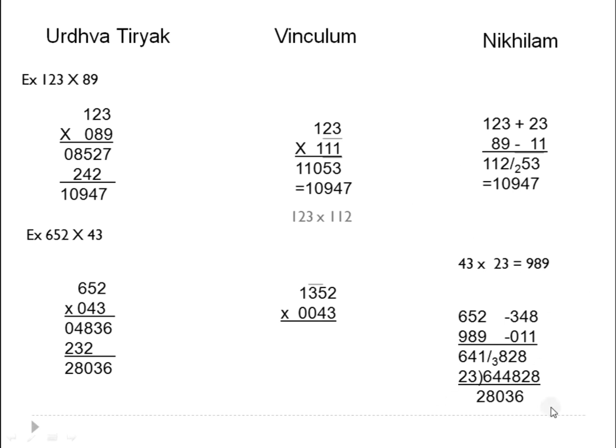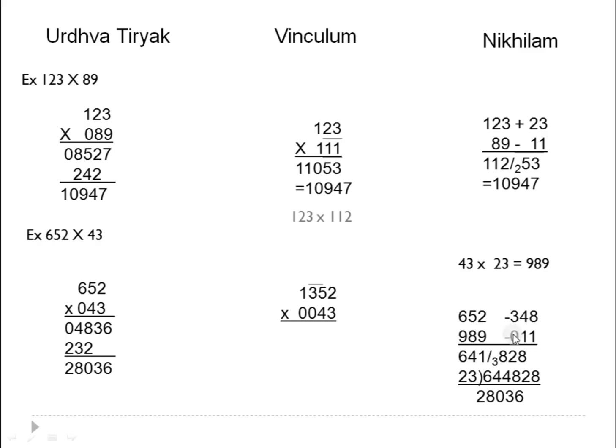And if we want to solve the same problem in Nikhilam Sutra, here 43 is 2 less than 652. So what we'll do, we'll take a common base of 1000 and we'll take 650 difference with respect to 1000 and we'll actually multiply 43 by 23 terms so that it becomes 989 closest to 1000. Okay, so 989 minus 011. So that gives us 652 minus 11 or 989 minus 348.